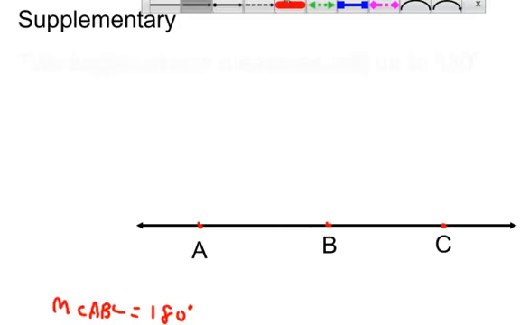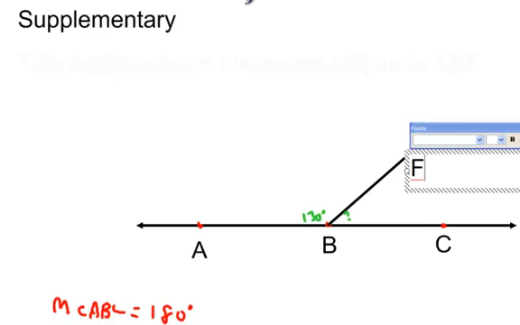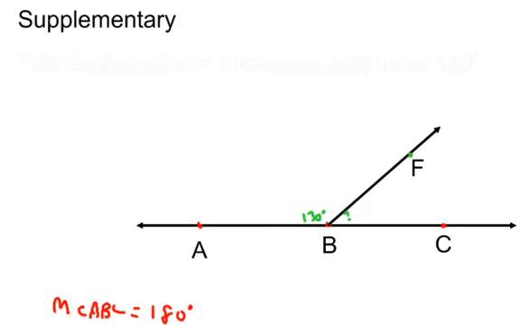Now I'm going to draw another ray in here, right on point B, and we'll put our ray right there. We could put it anywhere. Let's say, and I'm making up this number, we'd have to get a protractor out, but it looks to be an obtuse angle right here. I'm going to say this is 130 degrees, and we don't know what this other angle is, so I'm going to put a question mark. I'm also going to add a point here. We'll call this point F.